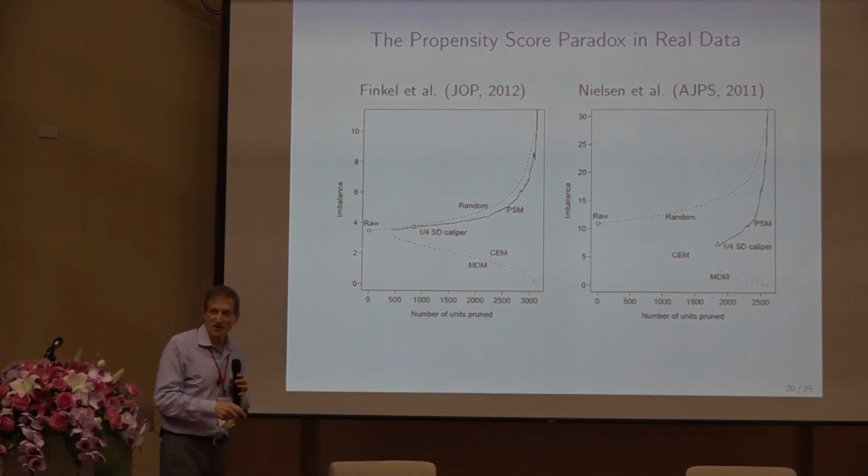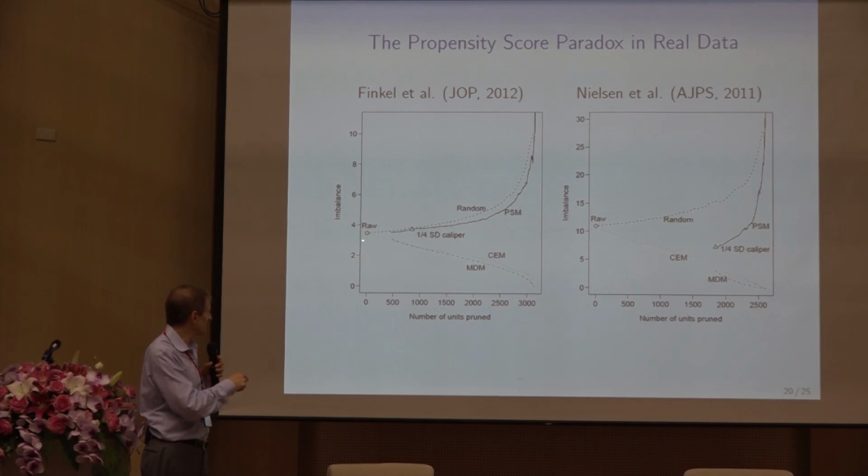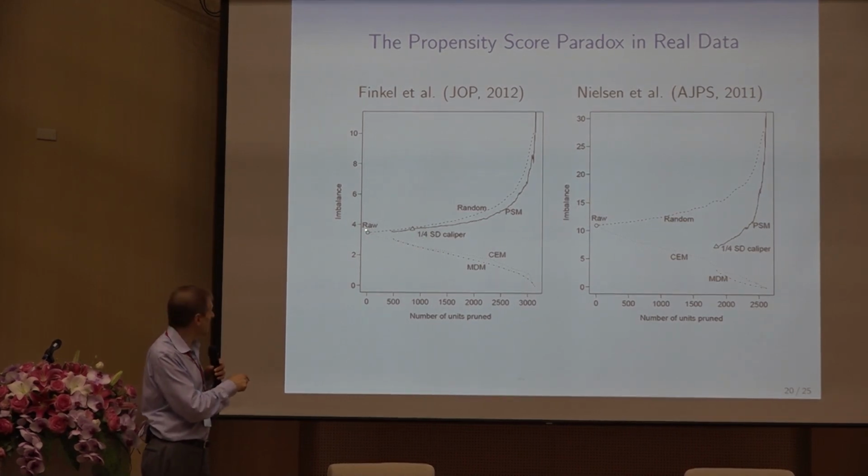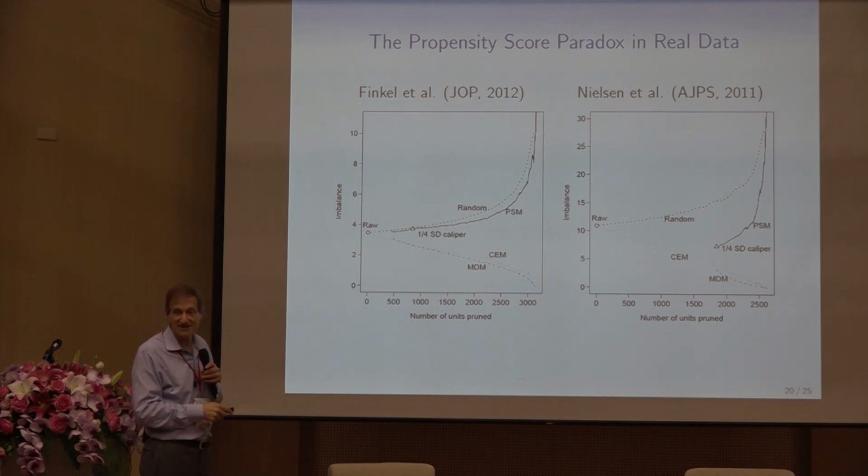So that's randomness. Now, what about propensity score matching? Well, it really is bad. What happens in real data is it looks pretty much like a random plot. This is not a procedure that is designed to help you. Well, it's designed to help you, but it doesn't help you. This is a procedure that will hurt you, because it basically increases imbalance as you delete observations. This is one article from 2012.